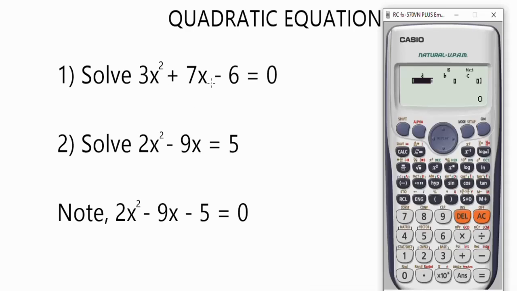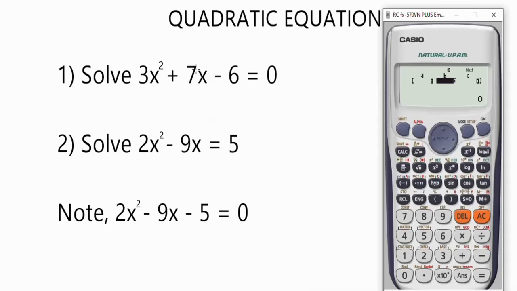Okay, so for the a term, which is 3x squared, the coefficient of 3x squared is basically 3. Coefficient is a number behind a variable or an unknown. So 3 is the value behind this variable or unknown x squared in this equation. So our coefficient of 3x squared will be 3. Press 3, press equal to.